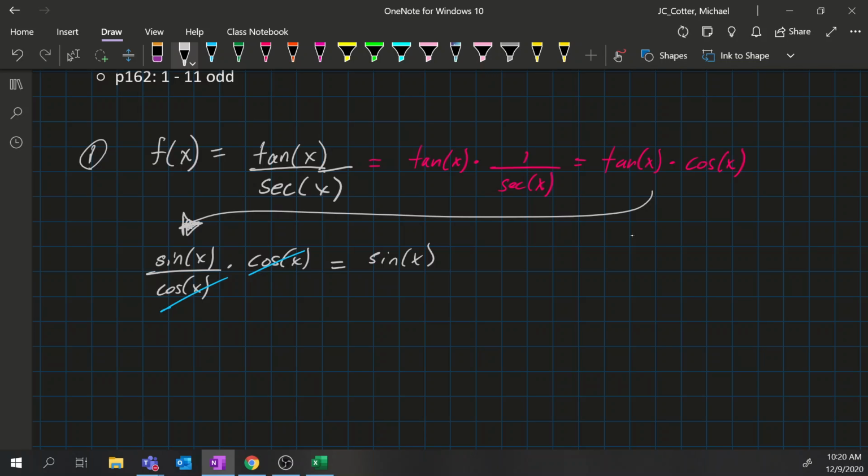So if you use trig identities, and these aren't the complicated trig identities, these are just basic ones that we covered in the review, you just get f of x equals sine x, okay? Which means that the derivative is cosine x. And that's it. That make sense?